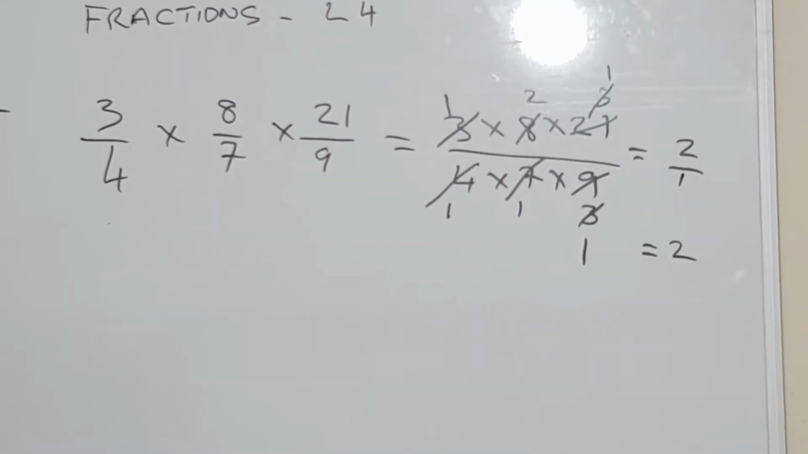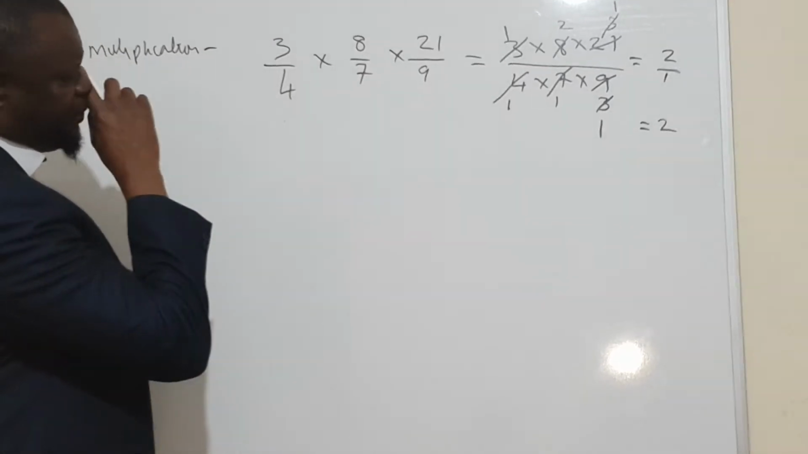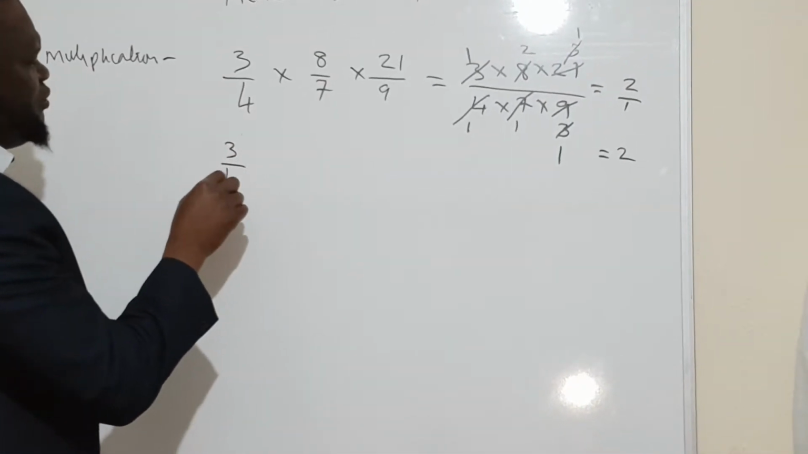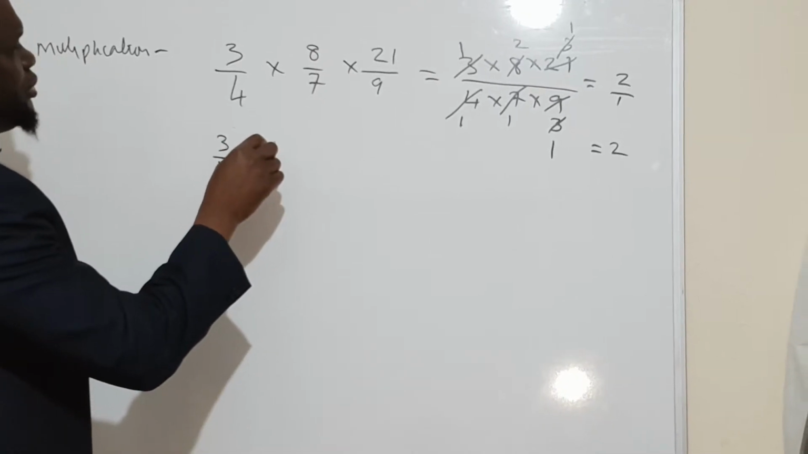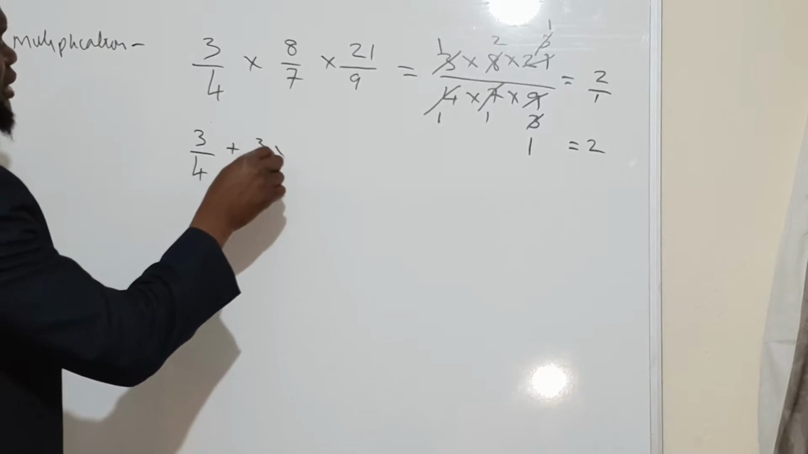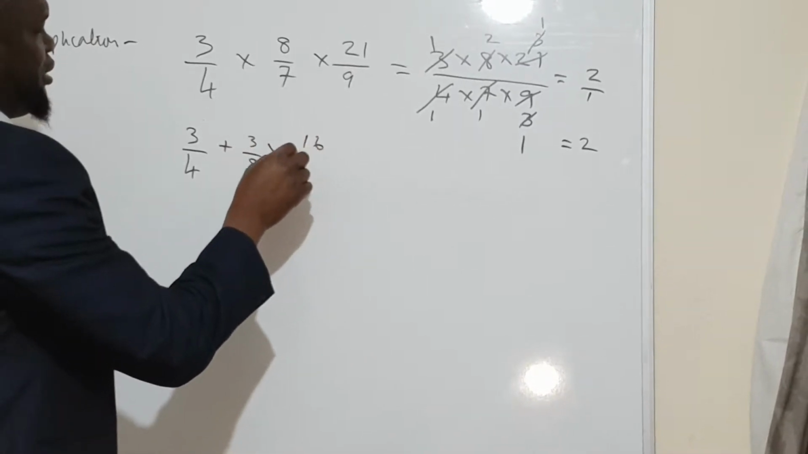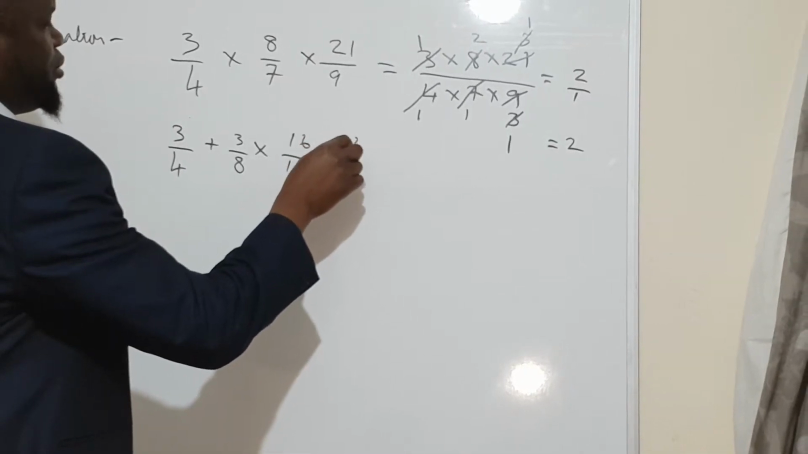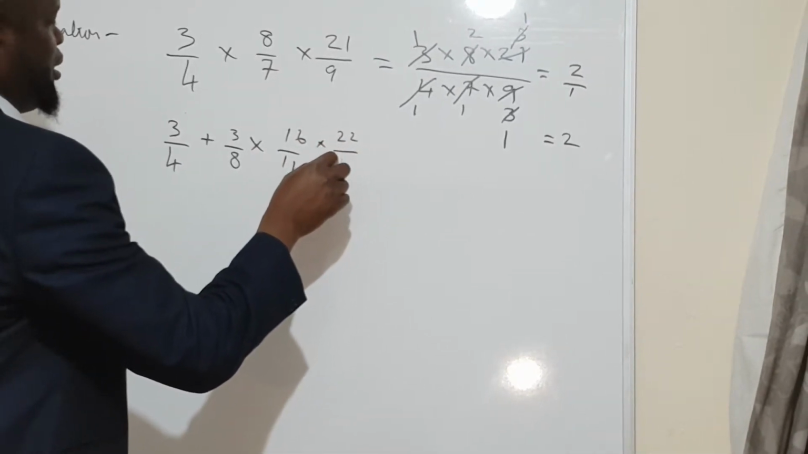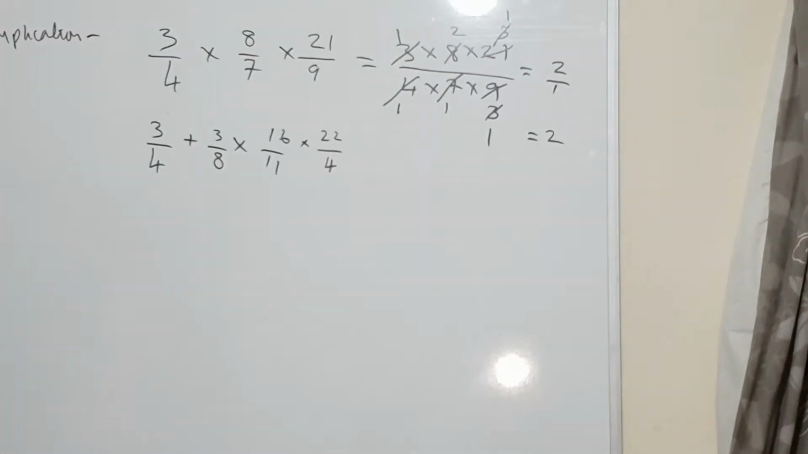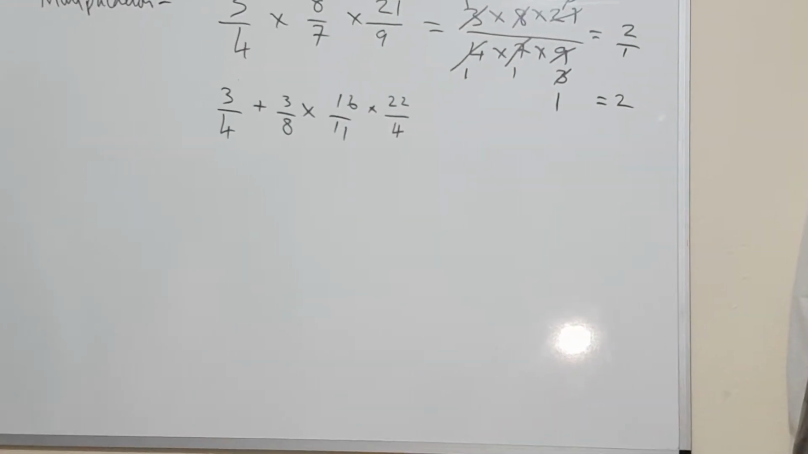Okay? That is simple. Now, let's say we have 3/4 plus 3/8 times 16/11 times 22/4. Let's say this is what you have. Now, what would you do? How would you do this?